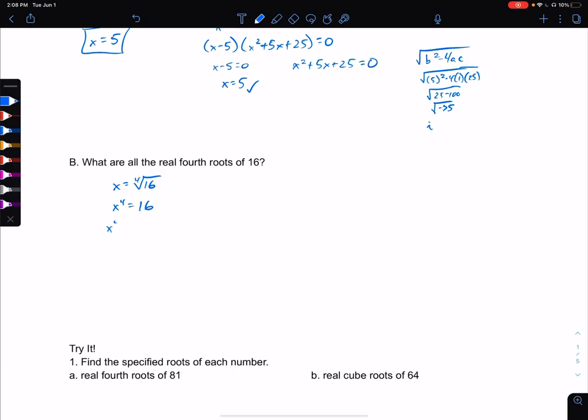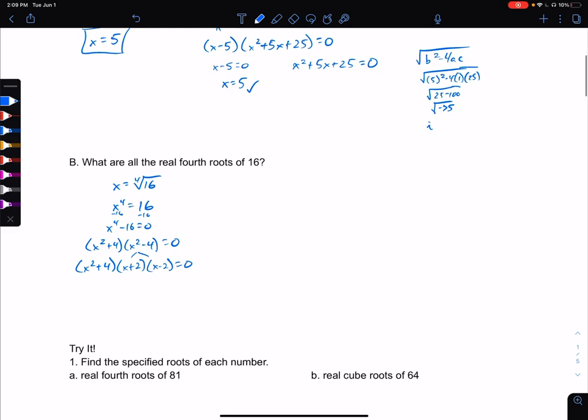So I'm going to set this equal to 0, subtracting 16 from each side. And this is the difference of two squares. So this can be factored as x squared plus 4 times x squared minus 4. And I can then factor that again. That first one I can't do anything with, but this piece is another difference of two squares. So this is x plus 2 times x minus 2, and that would be equal to 0.